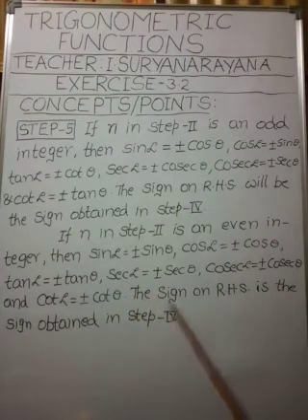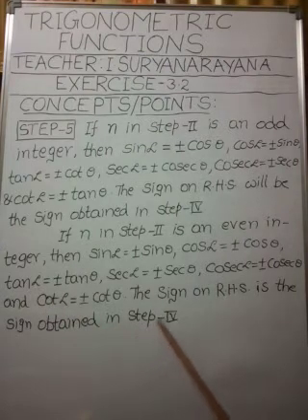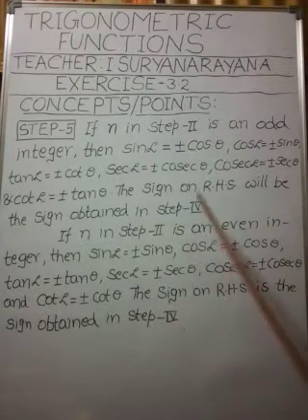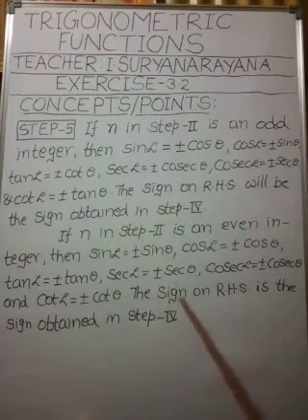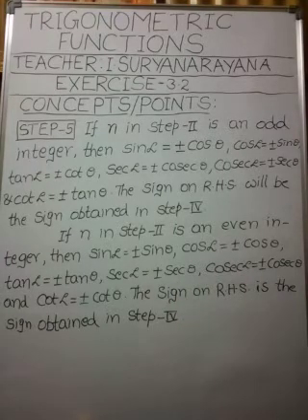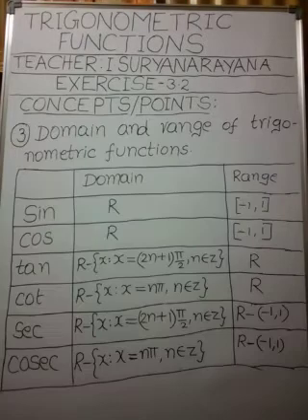After that, the sign on RHS is the sign obtained in step 4. The same rule we follow here also. To get the sign on RHS, we take the help of step 4. Understood, my dear children? Right.